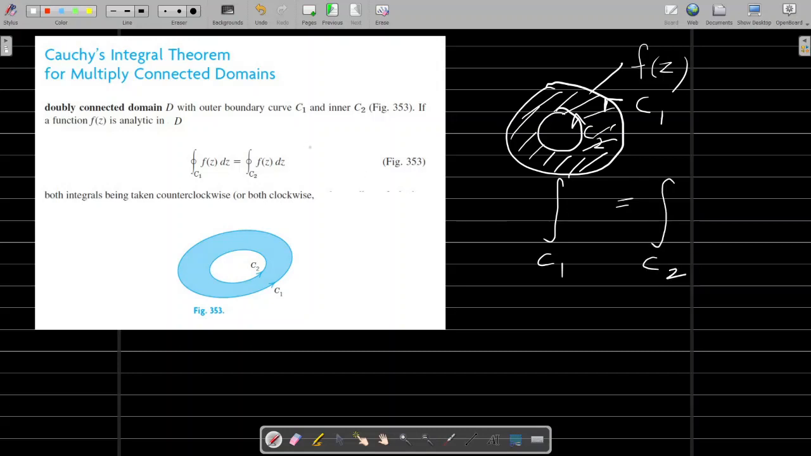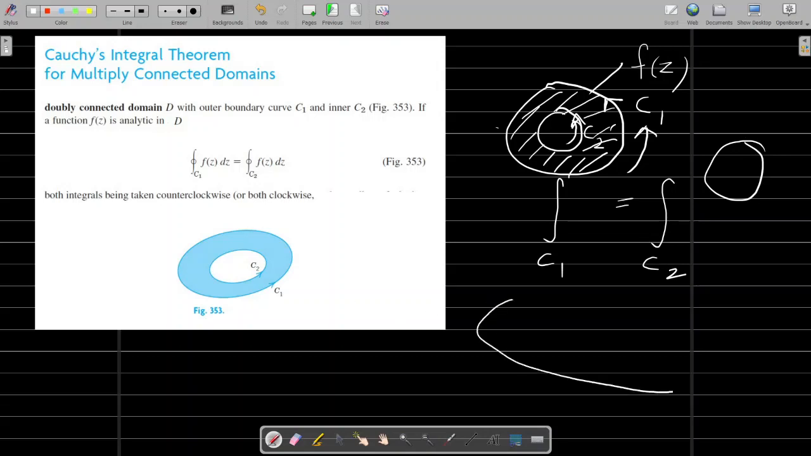That is, for a doubly connected domain D with outer boundary curve C1 and inner boundary curve C2, if a function f of z is analytic in D, the integral over C1 of f of z dz is equal to the integral over C2 of f of z dz, both integrals being taken in the counterclockwise direction or both in the clockwise direction. That is, if C1 is in the anticlockwise direction, C2 should also be traveled in the anticlockwise direction. If I take C1 in the clockwise direction, C2 should also be taken in the clockwise direction. That is the only restriction. So for a ring shaped region like this, the integral over C1 is equal to the integral over C2.